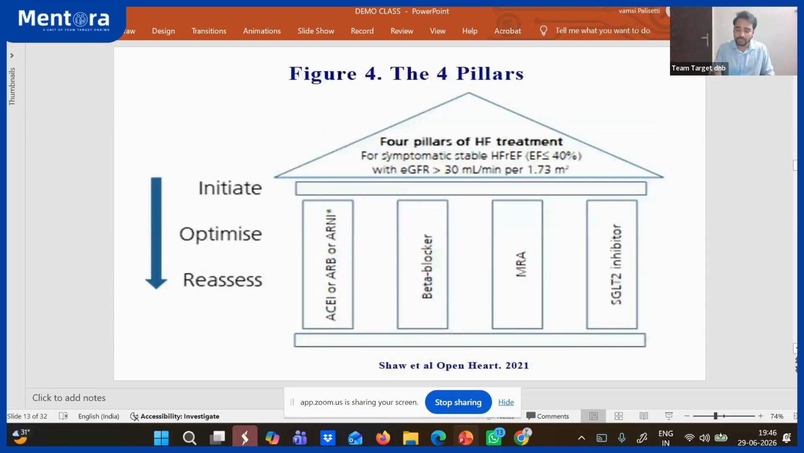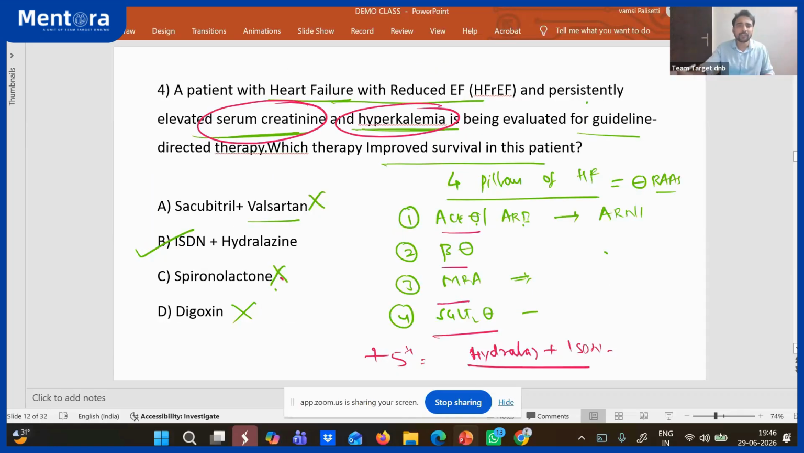So these are the 4 pillars of heart failure treatment: ACE inhibitors or ARB or ARNI, then beta blocker, and mineralocorticoid receptor antagonist, which is spironolactone, and then your SGLT inhibitors like dapagliflozin and empagliflozin. Right? This is the American Heart Association guidelines picture. Clear? I think it's simple, just a tricky bit. Don't jump immediately into the options. For this there is no need to study Harrison and all.